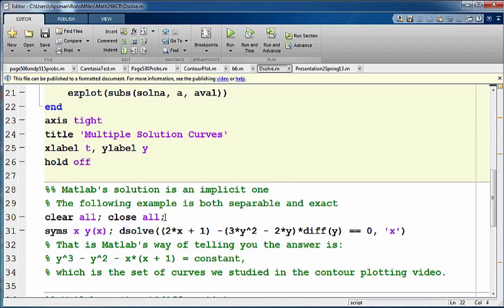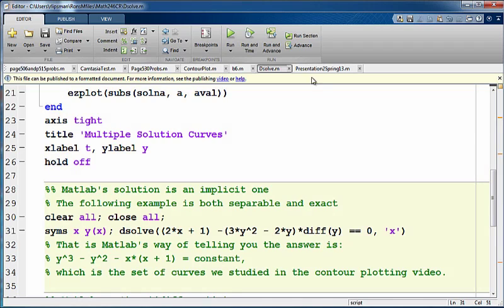So this is the example that I described earlier. Notice I declared symbolic variables again. I'm using x instead of t now. And there's the differential equation, same one I specified before, 2x plus 1 minus quantity 3y squared minus 2y, y prime equals 0.